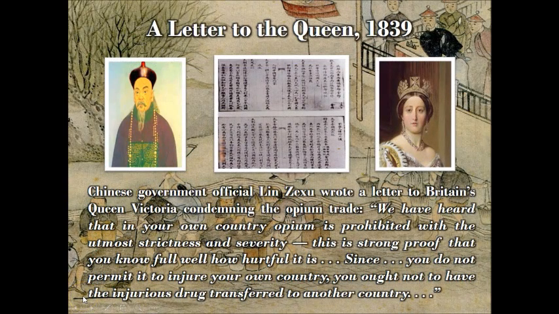A letter to the Queen. A Chinese government official named Lin Zexu wrote a letter to Britain's Queen Victoria condemning the opium trade. He wrote, "We have heard that in your own country, opium is prohibited, or not allowed, with the utmost strictness and severity. This is strong proof that you know full well how hurtful it is, since you do not permit it to injure anyone in your own country. You ought not to have this injurious drug transferred to another country."